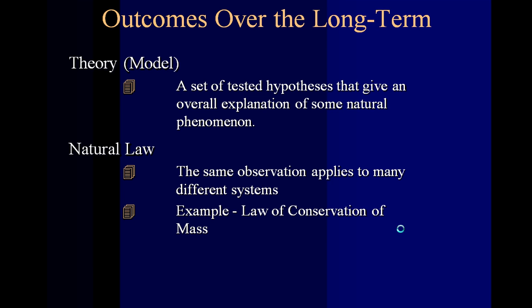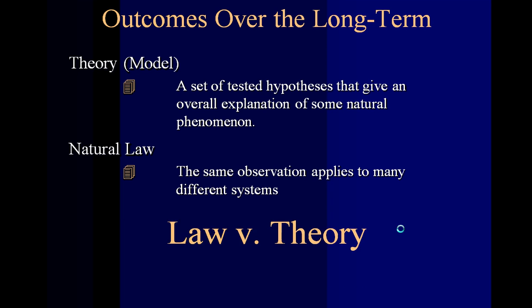But the one example that chemistry deals with is the law of conservation of mass. That's when balancing out your equations, make sure you have the same number of atoms on both sides. But that's a natural law. We don't have to come up with a brand new hypothesis. We just know that that's what happens for many different types of systems.